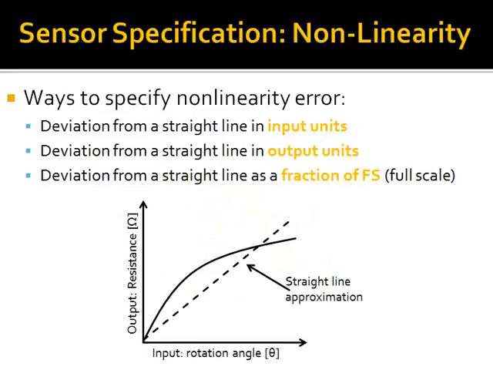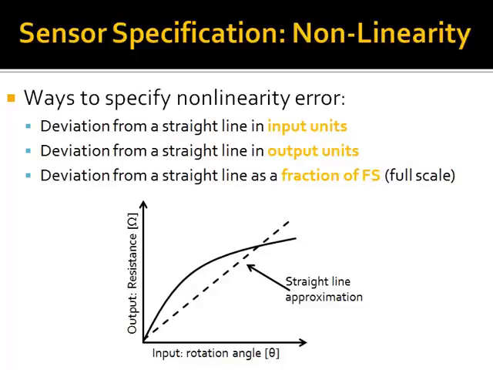Now, I'd like to point out that there are a number of different ways that a sensor datasheet might report the nonlinearity error. I'd like to mention these so that if you see them specified in a sensor that you purchase, you'll know what the different specifications mean. There are at least 3 different ways to specify nonlinearity error. One way is as deviation from a straight line in the input units.